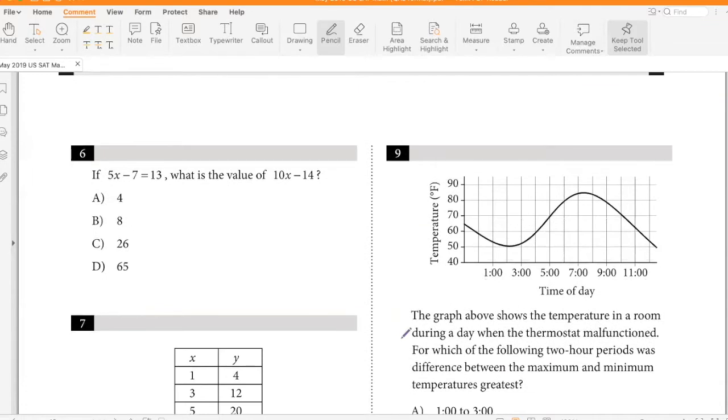If 5x minus 7 is 13, what is the value of 10x minus 14? So 5x minus 7 is 13. If I multiply this by 2, I get 10x minus 14 is 26.